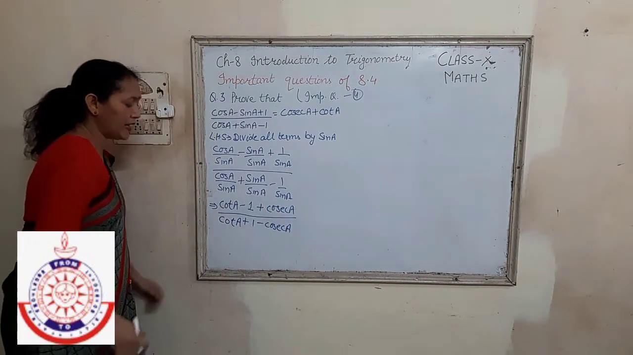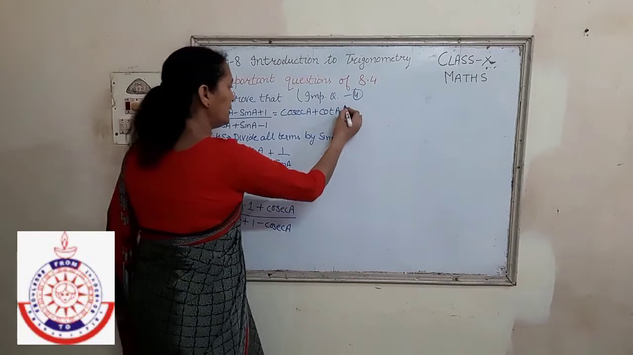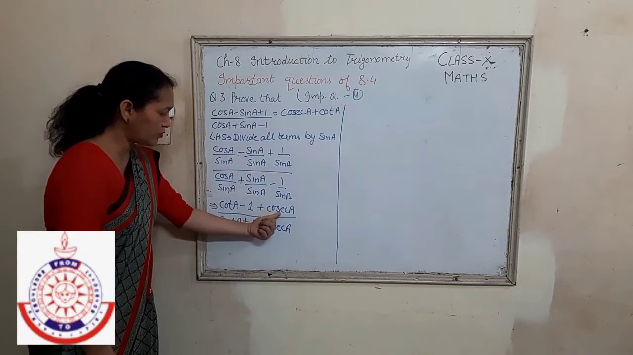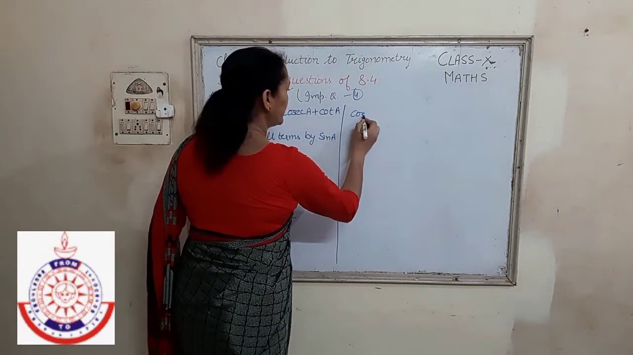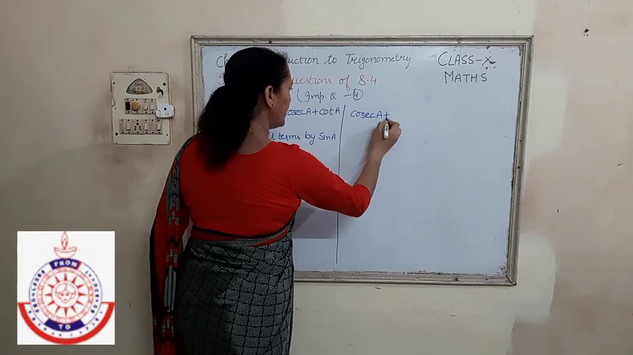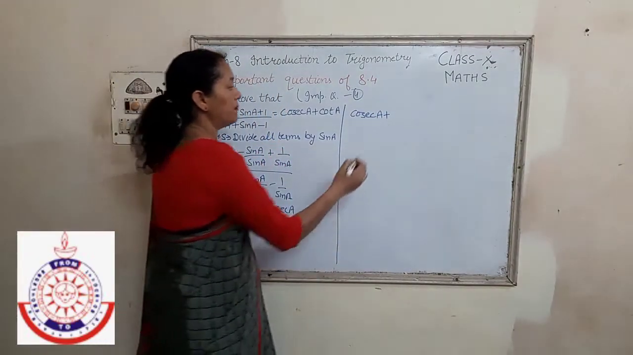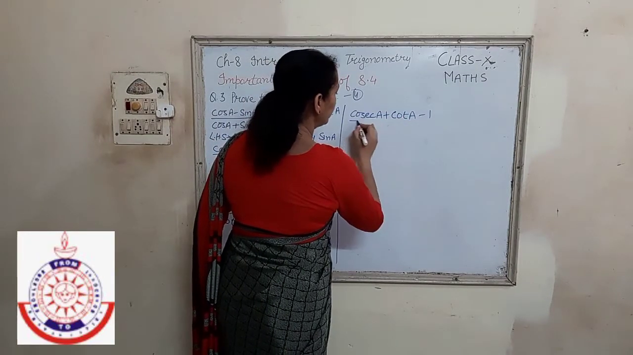Now we will not be doing anything with the denominator. We have to deal with the numerator only. In the numerator, just interchange the position of the terms. We will be taking cosecant A at the first position. We are having cosecant A. This cot, no sign means it's plus only. Plus cot A. And this minus is there.